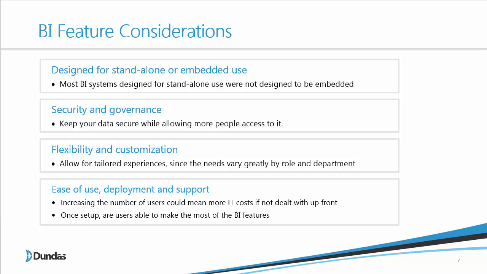So when it comes to picking a BI platform to embed, you've got to take a look at a few different key areas to ensure that you will be successful. So the first thing is, was the product or platform designed for standalone or embedded use? Some are designed for both, but many are designed for standalone use, where embedded was not a key part of the design architecture of the product. So it becomes a little bit more limited. Doesn't mean these products are bad. It just means these products were designed as a standalone system.